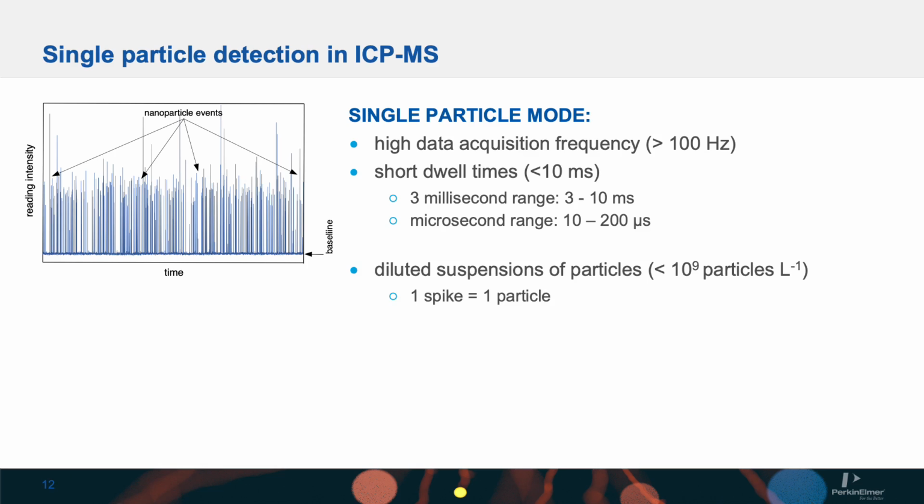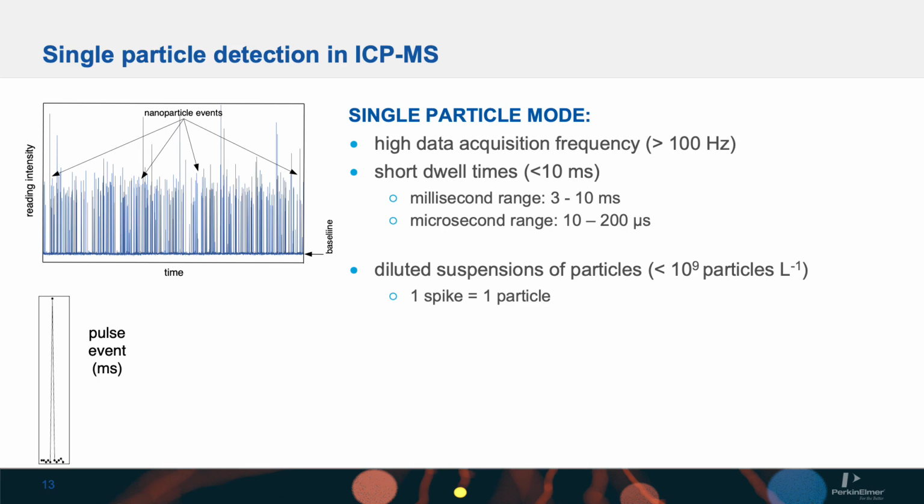The second requirement is that particle suspensions must be sufficiently diluted. The reason is that each spike must be produced by one single particle. Although maximum number concentration depends on the dwell time selected and the flux of particles in the plasma, in general terms we are talking about suspensions below 10 to the 9 particles per liter.